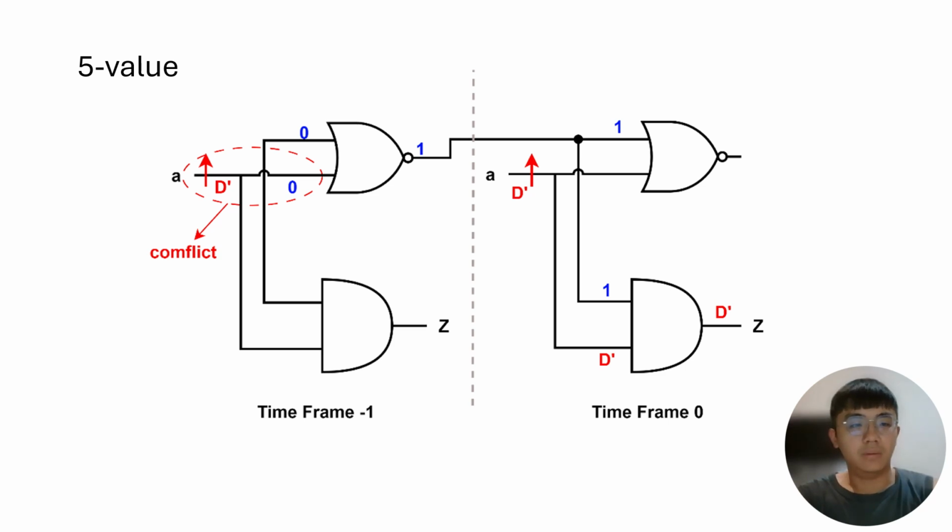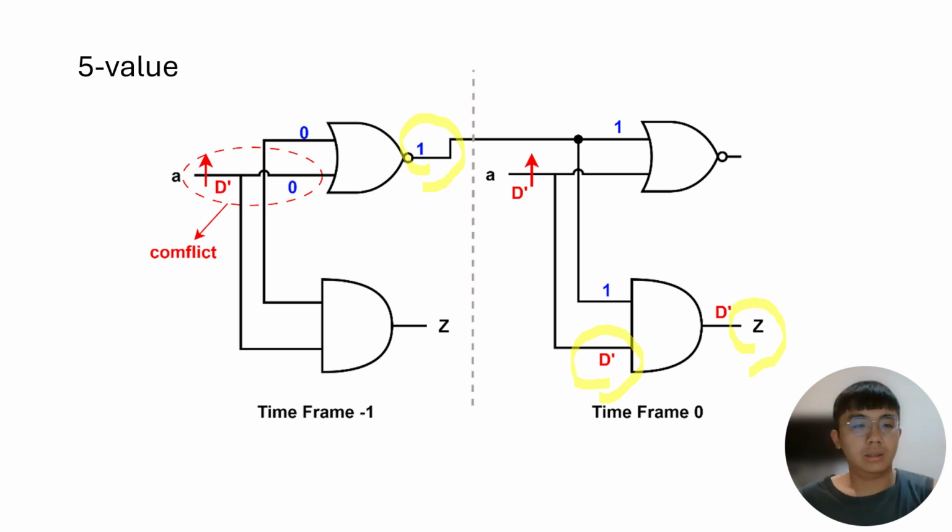The first part of the homework is to show that a test for the fault A stuck at 1 in the circuit below cannot be obtained by using the 5-value logic of the D calculus. If we want to propagate the fault to output Z here, the output of the NOR gate in time frame minus 1 should be 1, so that we can propagate the D prime here to 0.